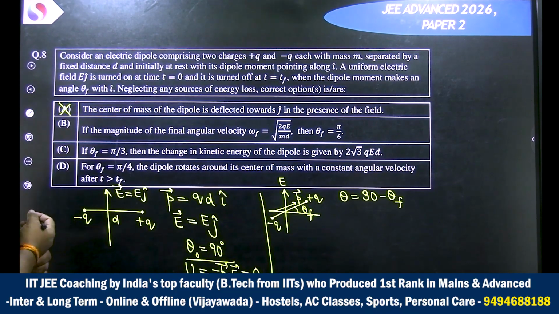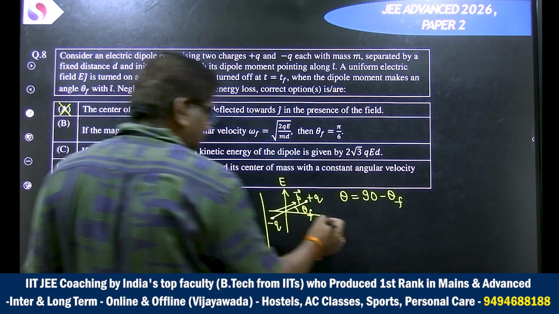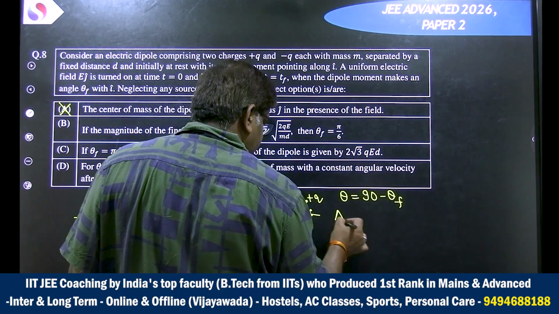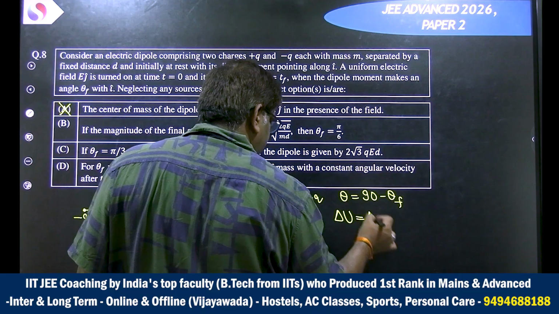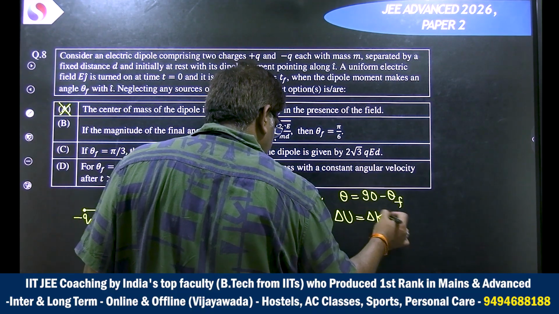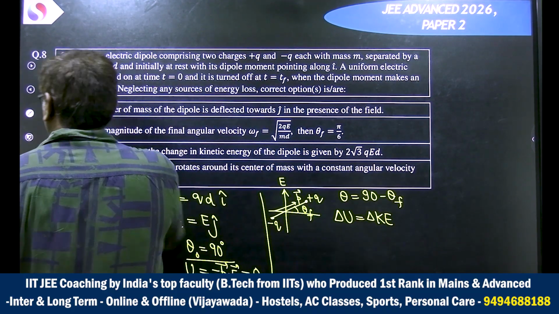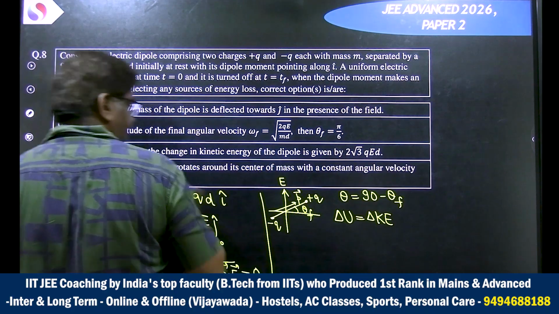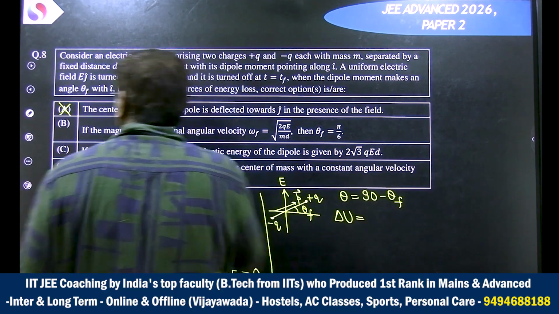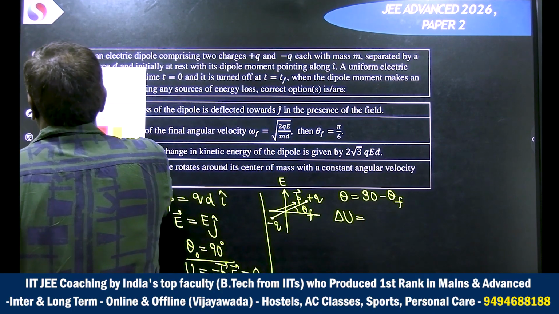Second option, magnitude of final angular velocity. Obviously, for final angular velocity, we will apply conservation of energy, which is giving you delta U is equal to delta KE. Delta KE, or you can say change in energy, will be the final kinetic energy. Okay. Final kinetic energy.